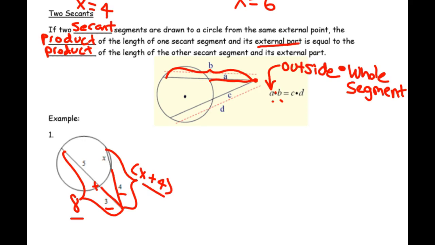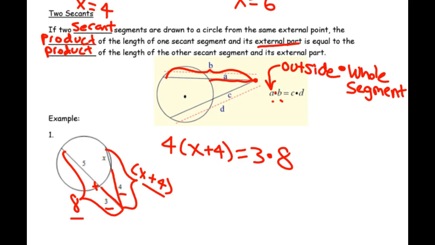Okay, so let's make our equation now. I'll start with the side with x. So I'm going to have 4 times x plus 4, equals, outside is 3, whole thing is 8. The outside times the whole equals the outside times the whole. That's how the rule works, okay? Could we solve this ourselves?